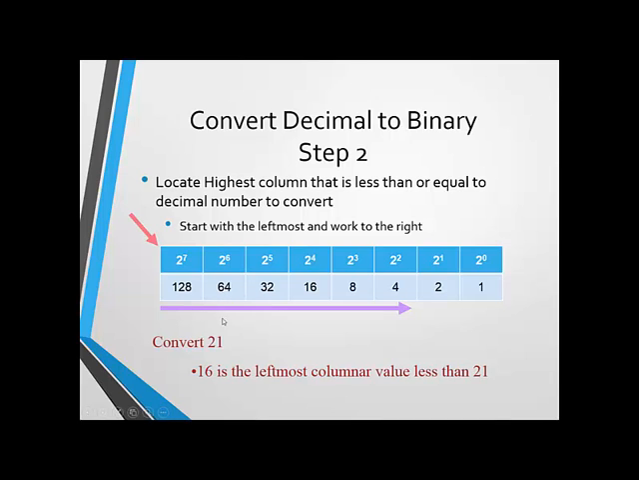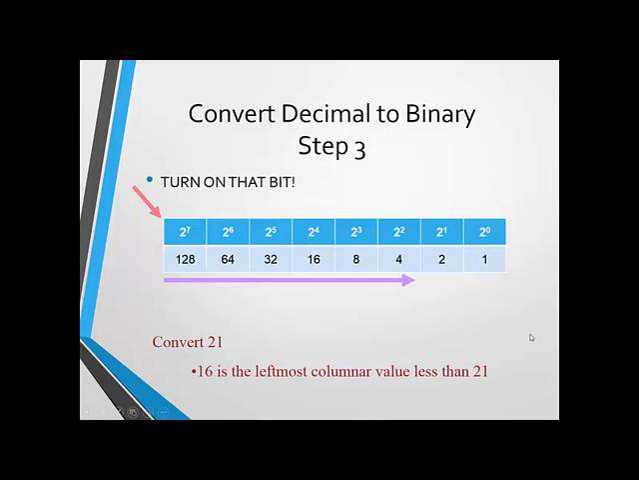Does 64 go into 21? No, it doesn't. So I have no 64s. I could put a 0 in that column, but remember, leading zeros are insignificant. Do I have any 32s in 21? No, so I could put a 0. Do I have any 16s in 21? Yes, I do. So I am going to turn on the 16-bit. 16 is the leftmost columnar value less than 21.